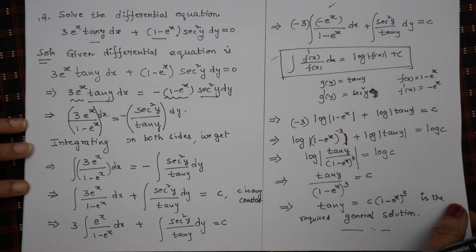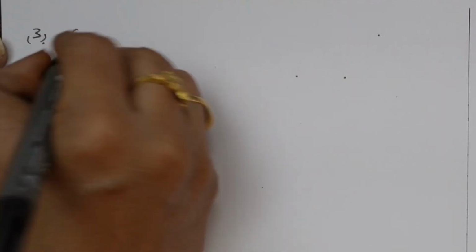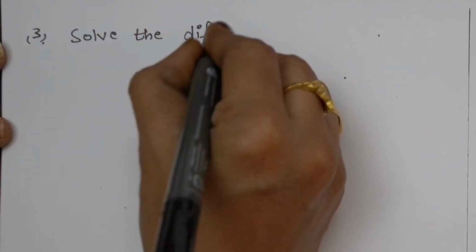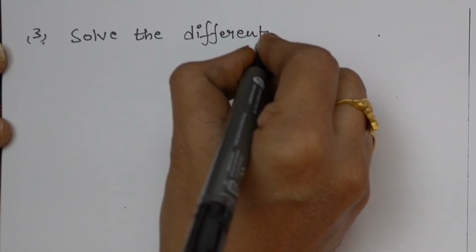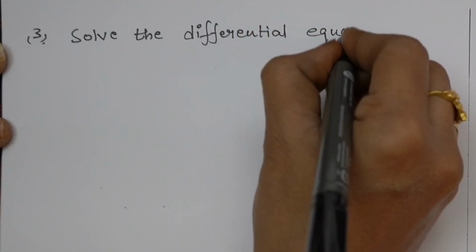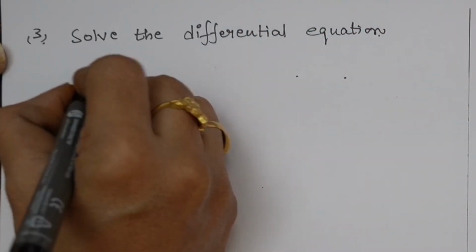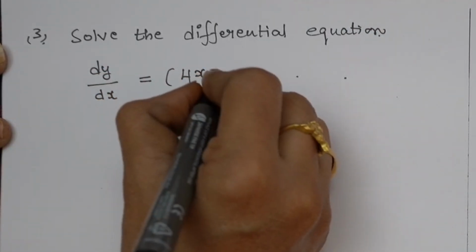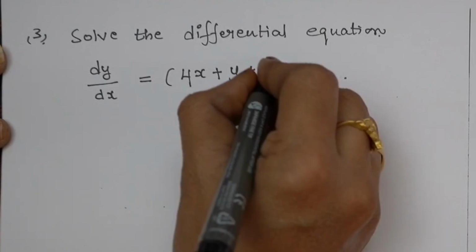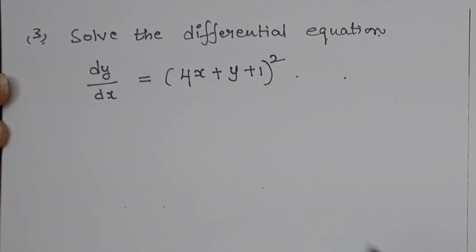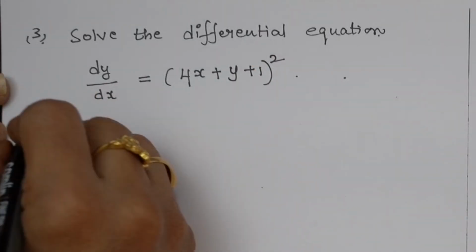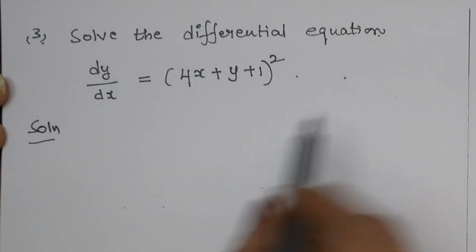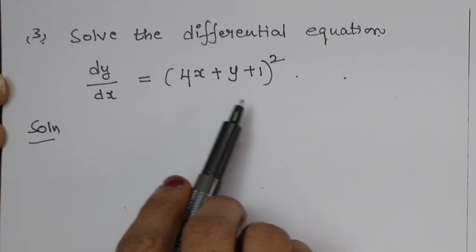Now let's look at another problem. Solve the differential equation dy by dx is equal to 4x plus y plus 1 whole square. The differential equation is of the form dy by dx is equal to f of x plus y plus 1 whole square.